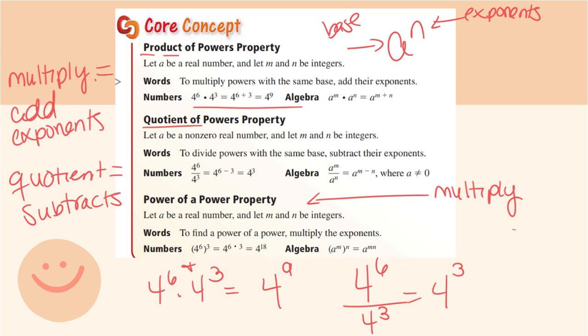Undefined. Now, when we have the power of a power property, if we have 4 to the power of 6, all raised to the power of 3, all you're going to do is 6 times 3, which gives us 18. So your answer should be 4 to the power of 18.